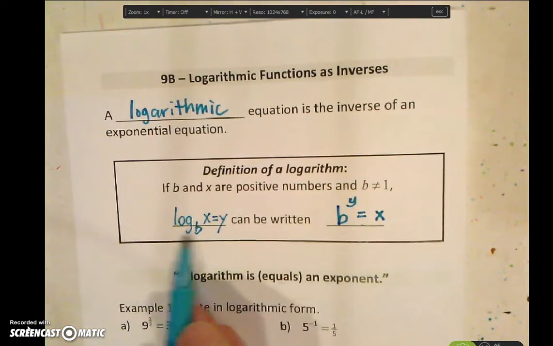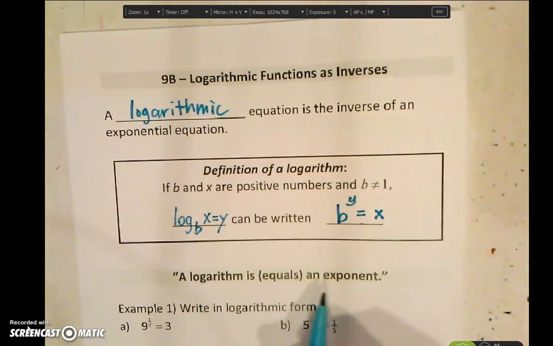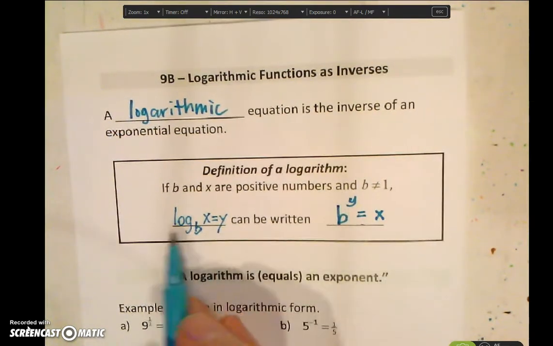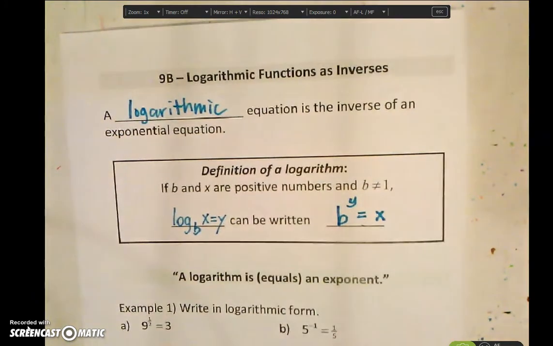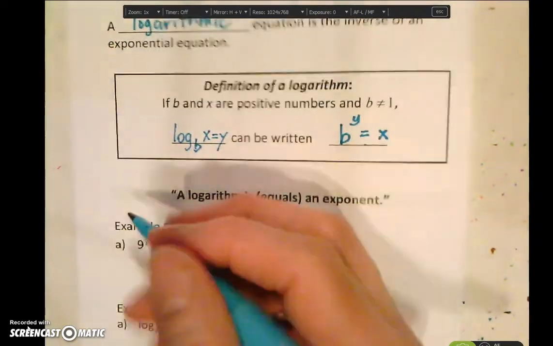So a logarithm, here's my log, is equal to y. A logarithm is equal to an exponent. So you can see there's my exponent right there. My log is going to be equal to an exponent. So write in logarithmic form. I want to change these back and forth.